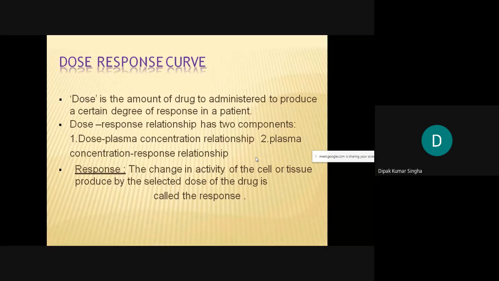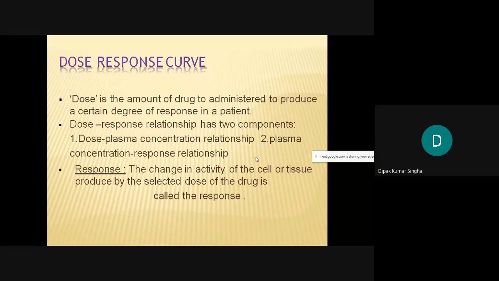One is the dose-plasma concentration relationship, and another is the plasma concentration-response relationship. The first one is dose versus plasma concentration: when the dose is administered, what plasma concentration results, and after the plasma concentration is reached, the response will occur. So dose is related to plasma concentration. Suppose you take 500 milligrams of paracetamol, what is the concentration? That is the dose-concentration relationship curve.